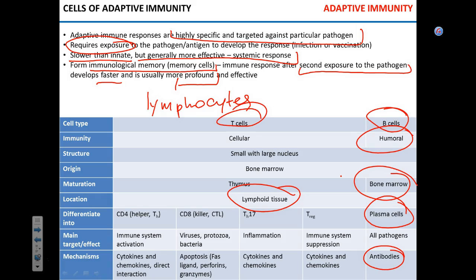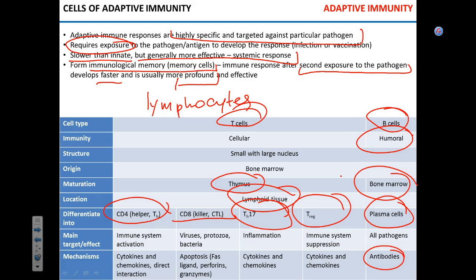Now, T cells are also produced in the bone marrow, but they mature in the thymus. That's why they're called T cells. And after maturation they migrate into lymph nodes mostly and other lymphoid tissues such as Peyer's patches. When they are exposed to the pathogen, depending on the type, there are different subtypes of T cells, they become different populations of T cells. They can be helpers, killers, pro-inflammatory cells, Th17, and regulatory cells.